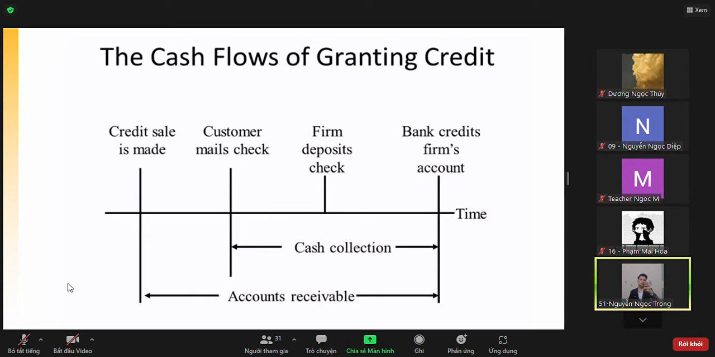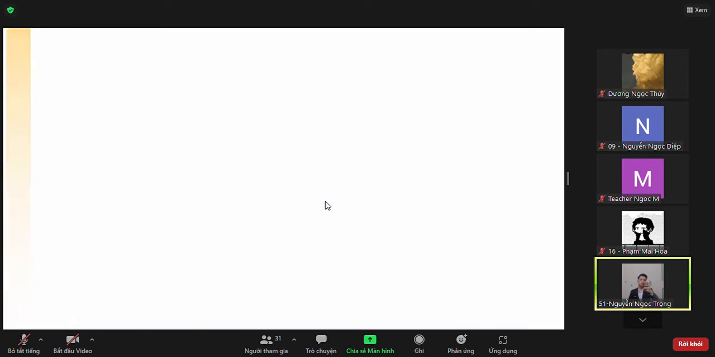Credit for the amount of the check. Now I will move to the investment in receivables.